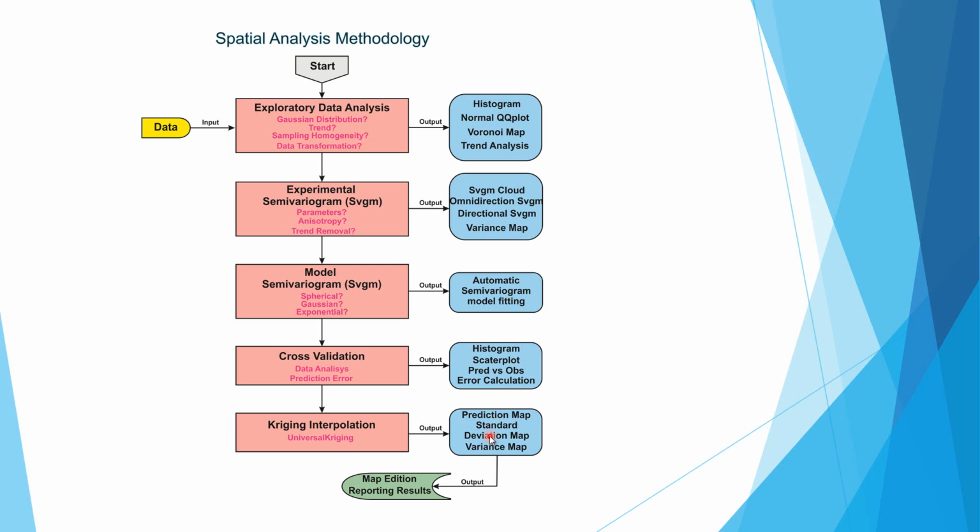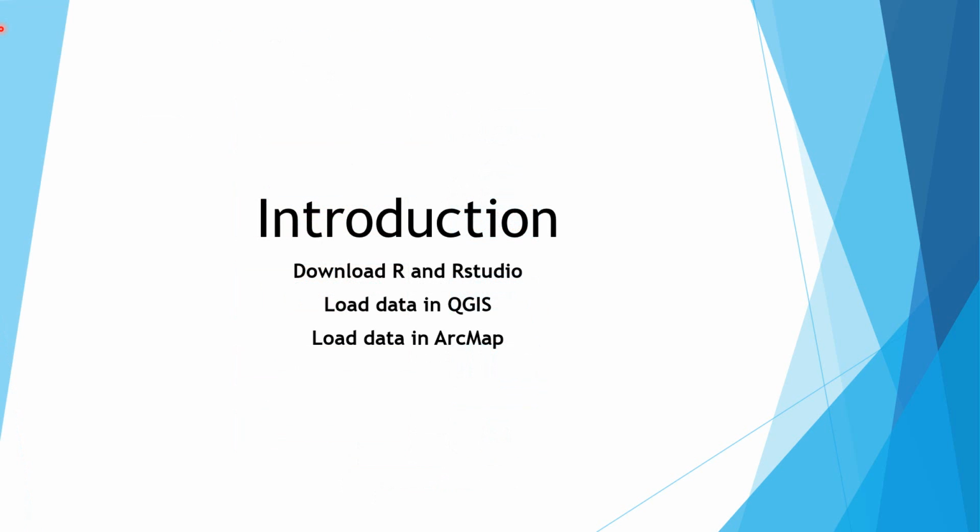In these tutorials, I am going to explain with examples, step by step, the spatial analysis methodology, where I'm going to be talking about exploratory data analysis, experimental semivariogram, model semivariogram, cross-validation, Kriging interpolation, and also at the end we are going to be working with the map edition with QuantumGIS and also reporting results. The first video is an introduction about how to download R and RStudio, load the data in QuantumGIS, and load the data in ArcMap. Let's go to do it.